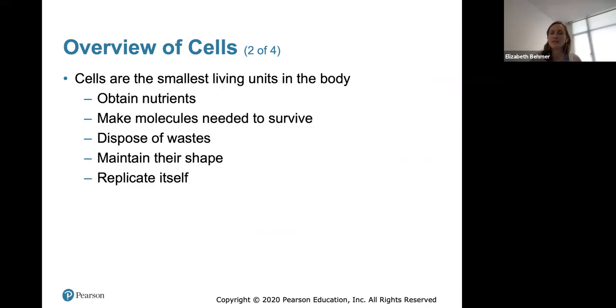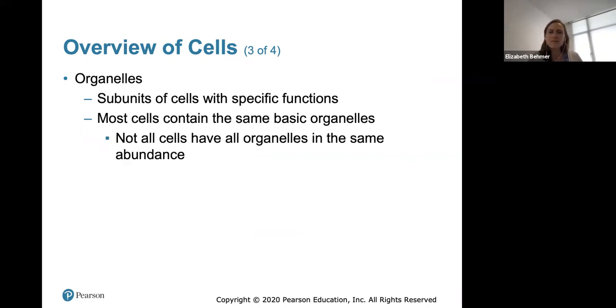Cells are the smallest living units in the body. They obtain nutrients, make molecules needed to survive. They dispose of all our wastes. They maintain their shape, and they're able to replicate themselves and divide. There are organelles within cells that are subunits of cells with specific functions. Just like we have organs within our body, cells have these tiny organs, or organelles.